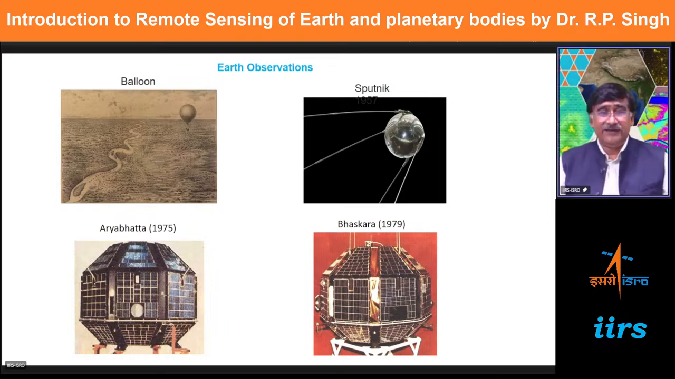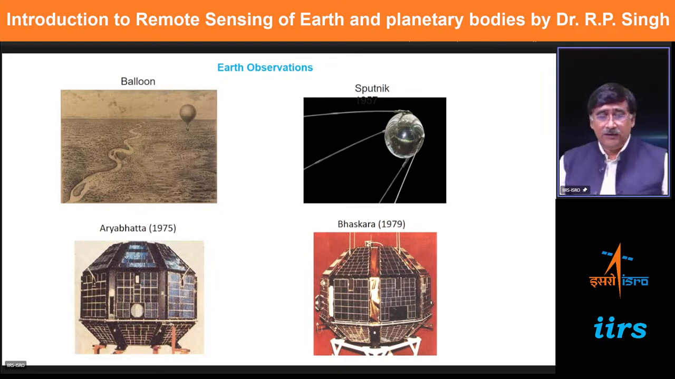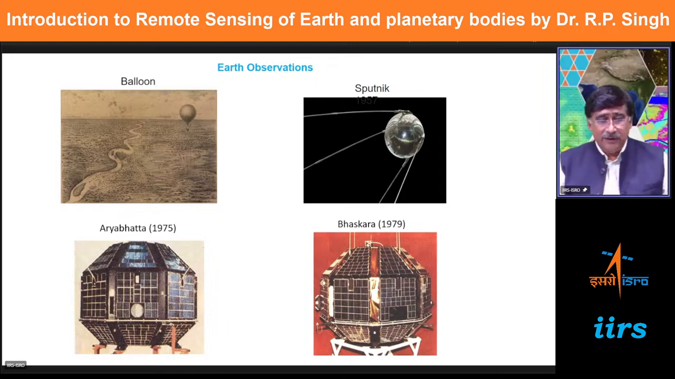The basic thrust in this technology came after the launch of Sputnik in 1957, where the first artificial satellite was launched. Thereafter, many satellites have gone into orbit, and Aryabhatta is India's first satellite, which was launched in 1975, and Bhaskara was India's first remote sensing satellite, which took observations of Earth features and atmospheric features in 1979 using TV payloads and Samir radiometer.